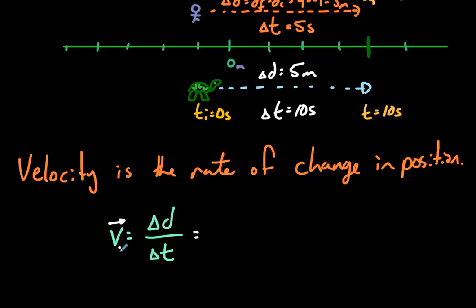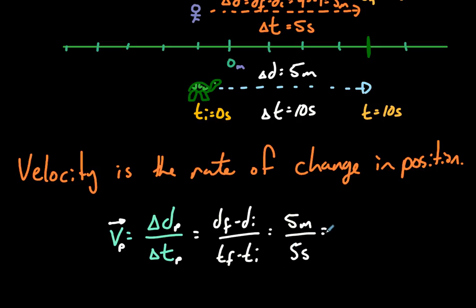So let's talk about the person. I'm going to put a little subscript, meaning we mean the velocity of the person. To do the velocity of the person, we take the delta D, which is df minus di, and we divide it by the time that it took, tf minus ti. So in this case, we've already figured out that's 5 meters, and it took this person 5 seconds. So what we get is 5 meters over 5 seconds, and we can reduce this down to simply 1 meter every second, which we learned is nicer to write like this: 1 meter per second. Okay, we'll analyze this in just a second.